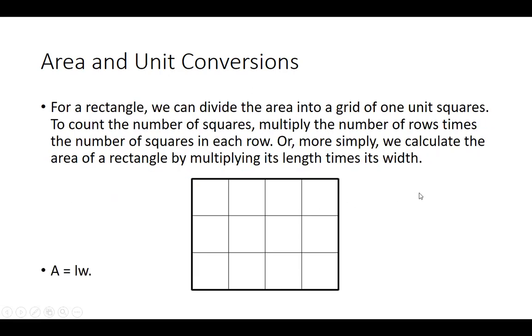For a rectangle, we can divide the area into a grid of 1 unit squares. To count the number of squares, multiply the number of rows times the number of squares in each row. Or more simply, we calculate the area of a rectangle by multiplying its length times its width. Area of a rectangle equals length times width.